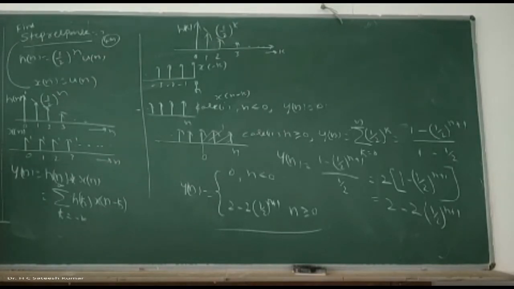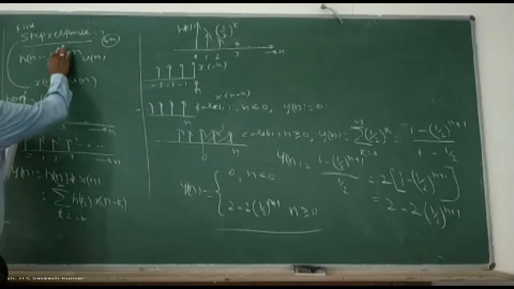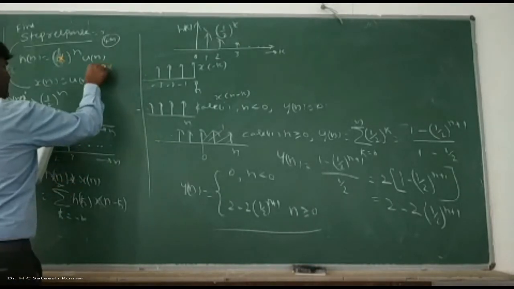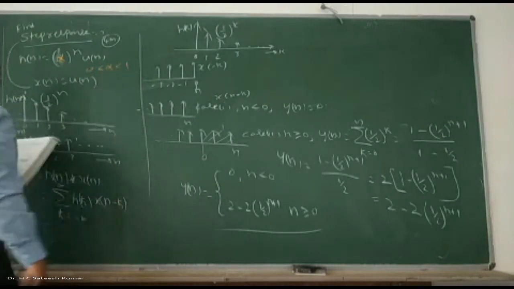One more problem of the same kind. Instead of half, they will give it as alpha, alpha to the power of n. This was an examination problem. And the condition given for alpha is that alpha lies between 0 and 1.